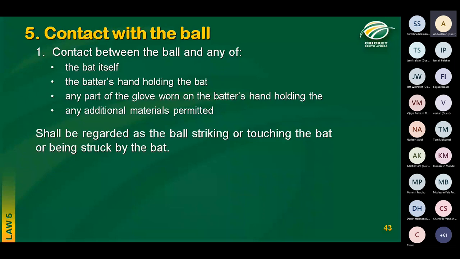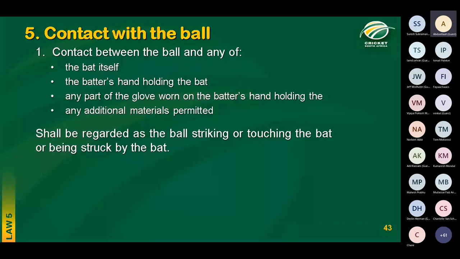So if I can just go over the four bullet points again. How does the ball make contact with the bat? The ball, any part of the bat, whether it's the handle, the blade, the toe guard, the back of the bat, or the batting tape that's covering the bat. If the ball makes contact with any of those, and it goes through to the keeper and the keeper takes the catch, the batsman shall be given out caught.